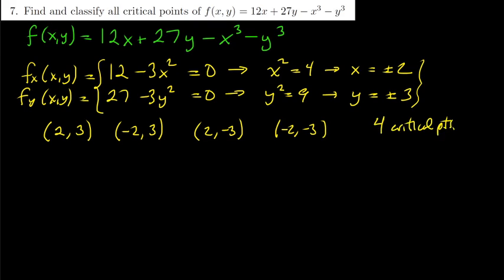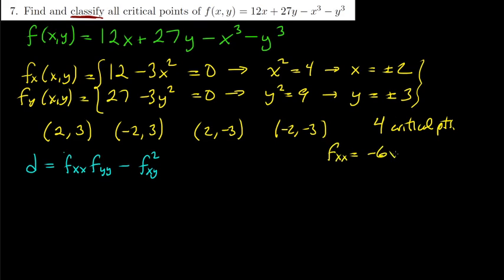Now, classify them, and what we mean by that is classify them as relative maximum, relative minimum, or a saddle point. Remember, for that, we first have to calculate this quantity I call D, which is sometimes referred to as the Hessian matrix, or determinant of the Hessian matrix. So it's just going to be the second partial derivatives fxx times fyy minus the square of fxy. So now we need the second partial derivatives, and that shouldn't be too hard.